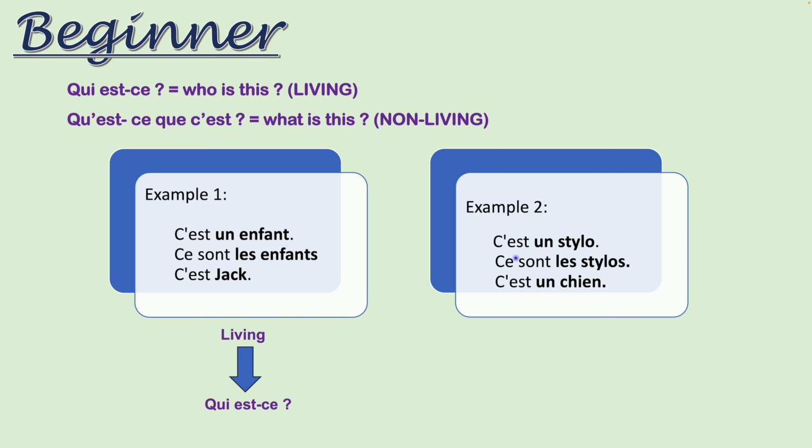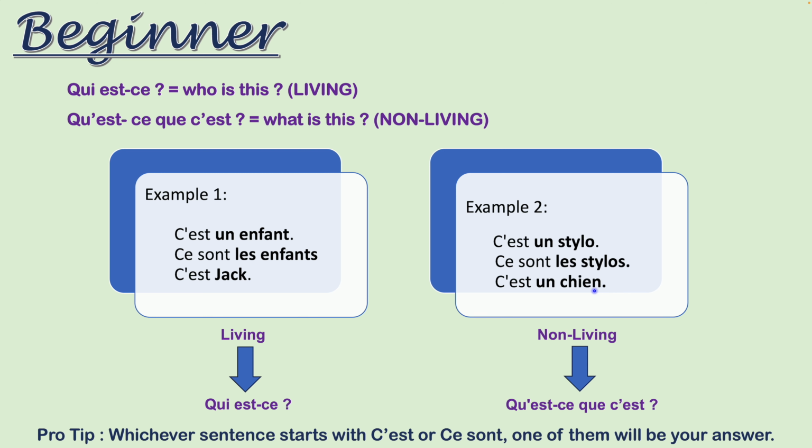Example 2, c'est un stylo. This is a pen. Ce sont les stylos. These are the pens. C'est un chien. This is a dog. So here with c'est and ce sont, they are non-living. So a stylo is an object, le stylo is also an object, and a chien is treated as non-living. So since they are all non-living, the question form for them will be qu'est-ce que c'est.